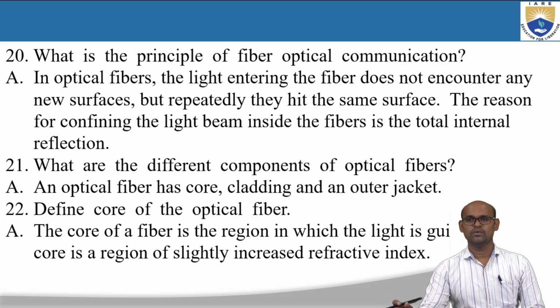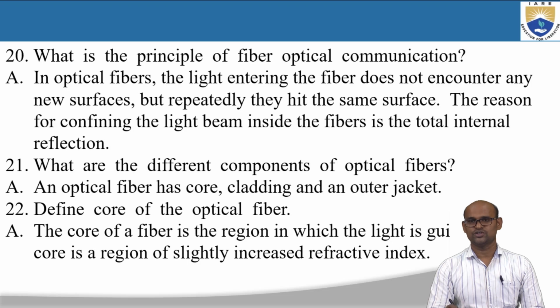What are the different components of optical fibers? An optical fiber has core, cladding and jacket. So these are the three components: core, cladding and jacket as sheath.